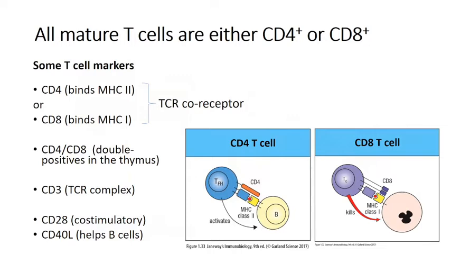We divide all the mature T cells into either CD4 or CD8. There are also double positive ones, but those are immature T cells. We only see them developing in the thymus, the thymocytes. And then double positive.